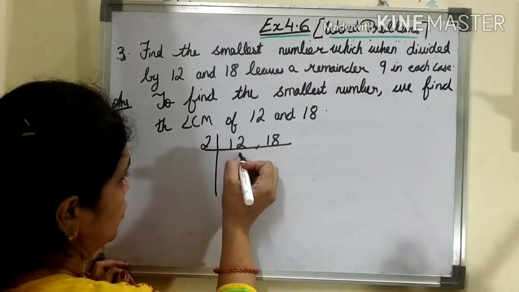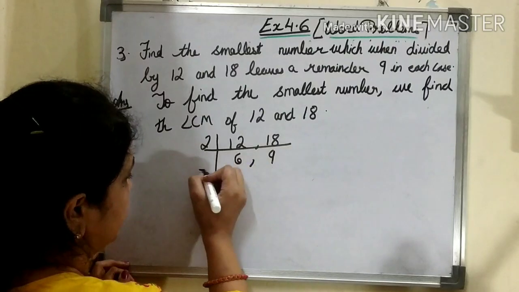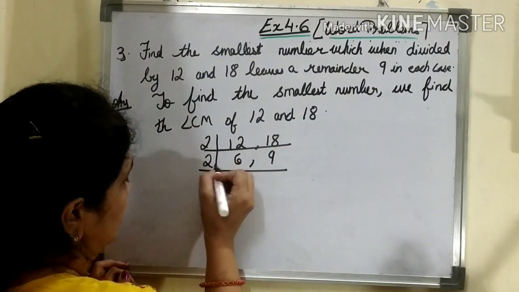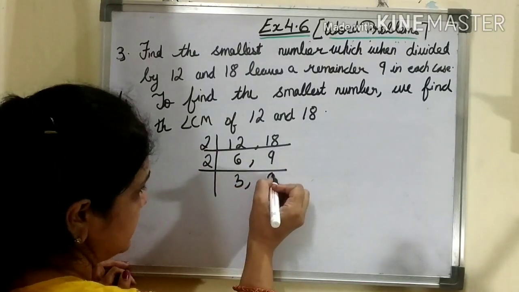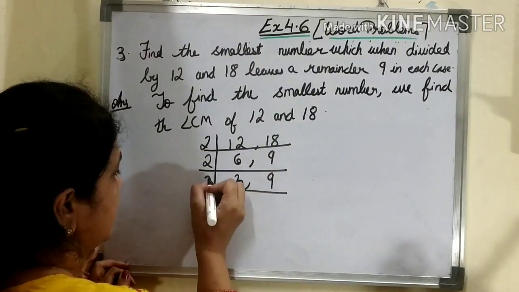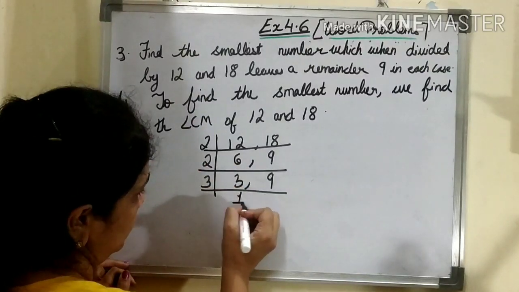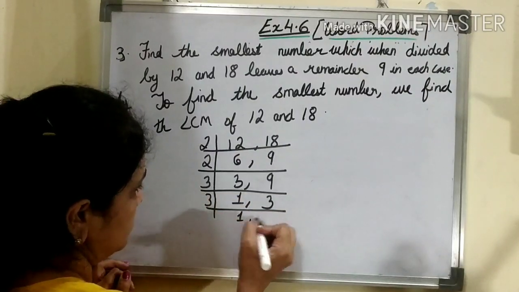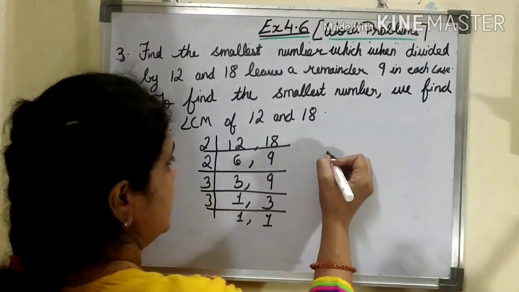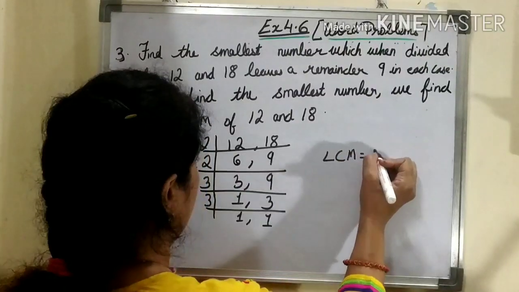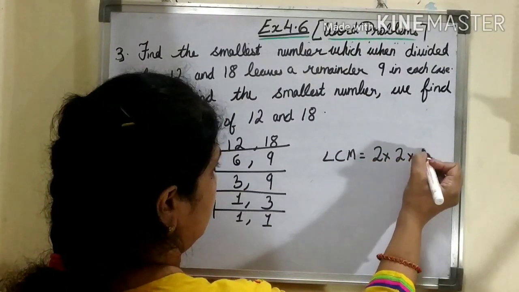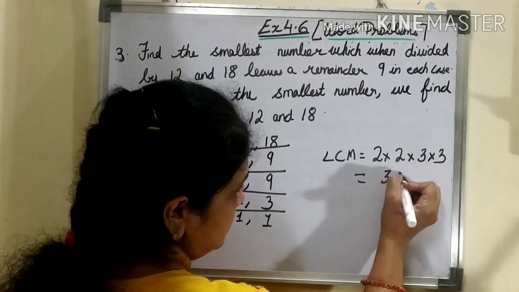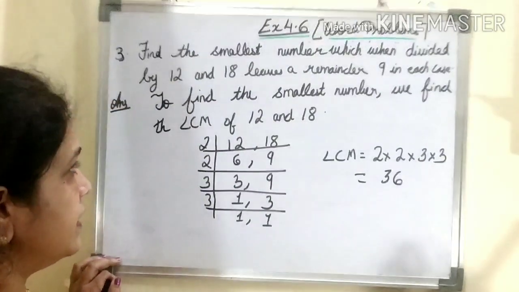When I am finding it through the short division method, I am doing it this way. First I am dividing by 2: 2 6s are 12, 2 9s are 18. Then if I divide by 2 only, it will be 2 3s are 6 and 9 as it is I am writing. Now dividing by 3: 3 1s, 3 3s, and then again by 3, it comes 1, 1. So what is the LCM? LCM is equal to 2 into 2 into 3 into 3. 2 2s are 4, 4 3s are 12, 12 3s are 36. We got LCM as 36.